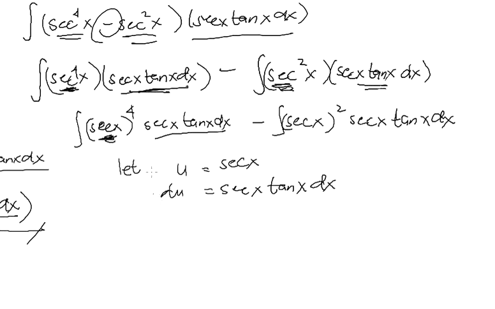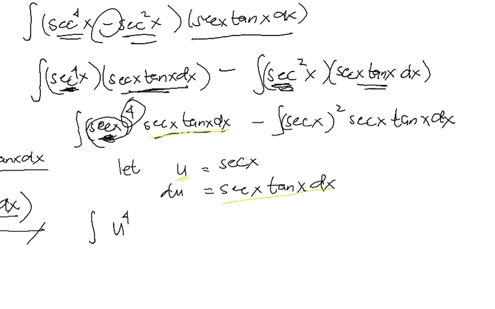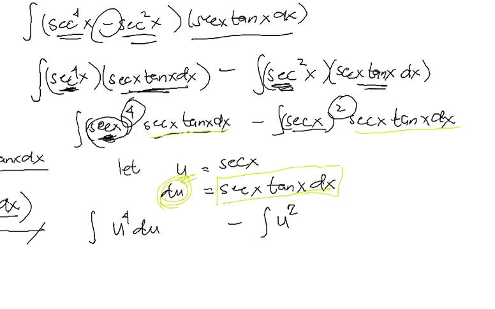So substituting those variables through our integrand, we have the secant x is just equal to u, so we have u raised to 4, and this term here, the secant x tangent x dx, is just our du, so we have u to the 4 du, then minus this integrand here, so we have this secant x, which is equal to once again u, but it is raised to 2, and then this whole term here, secant x tangent x dx, is just equal to our du.